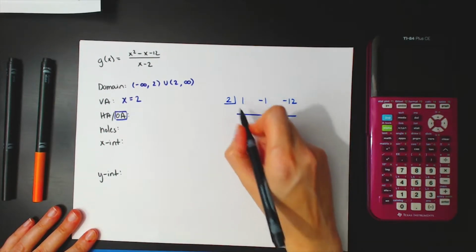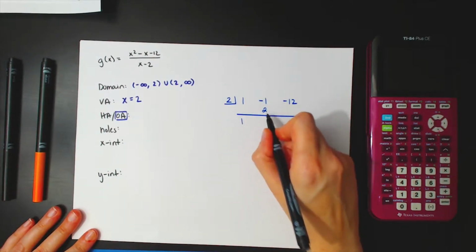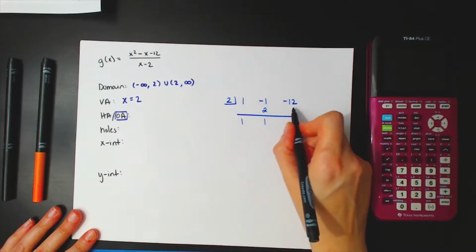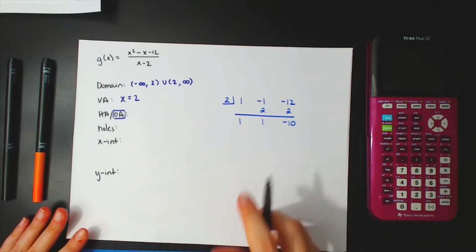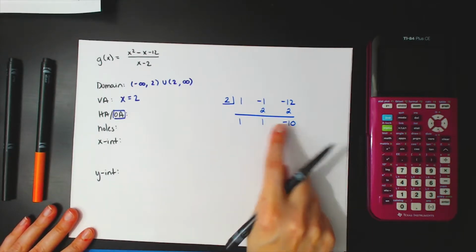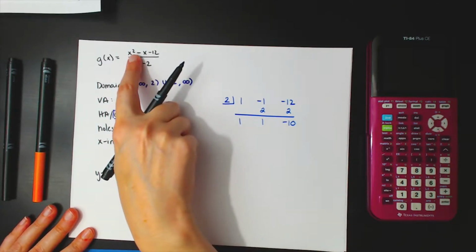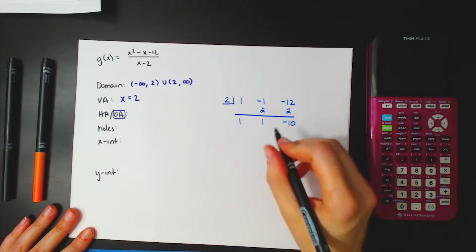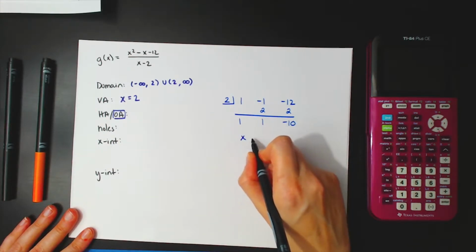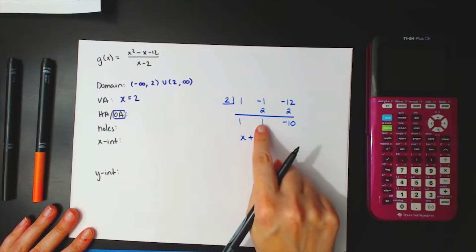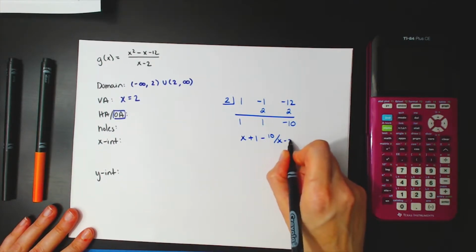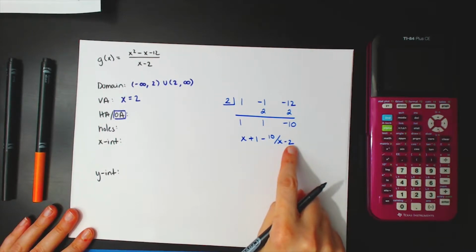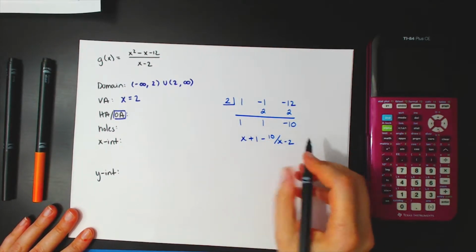Drop the 1 down, 2 times 1, -1 plus 2 is 1, 2 times 1 is 2, that gives me -10. So what I have left over here is my remainder. So if I started with an x squared, that means this term right here is going to be just an x. So that means I have x, and then I just go down the line, plus 1, and then my remainder is -10 over whatever it is I'm dividing by, so over x minus 2.